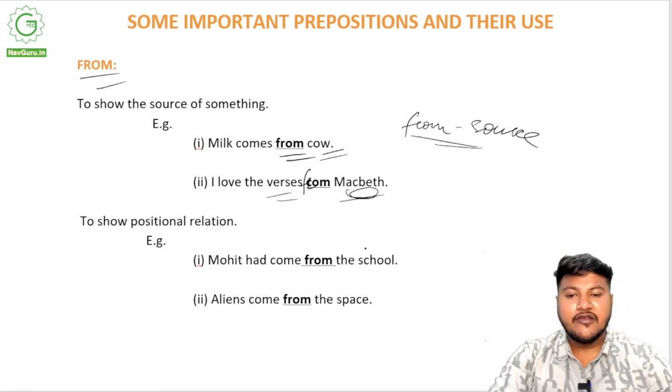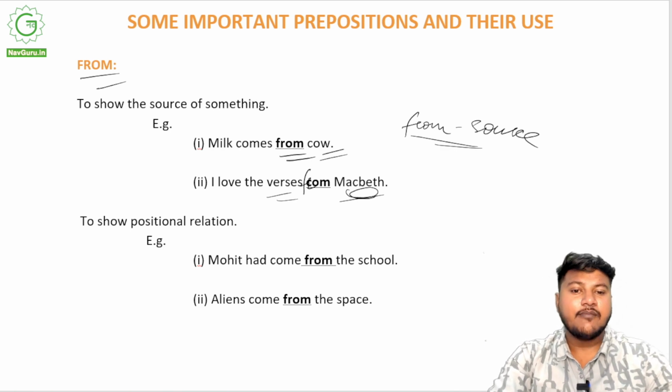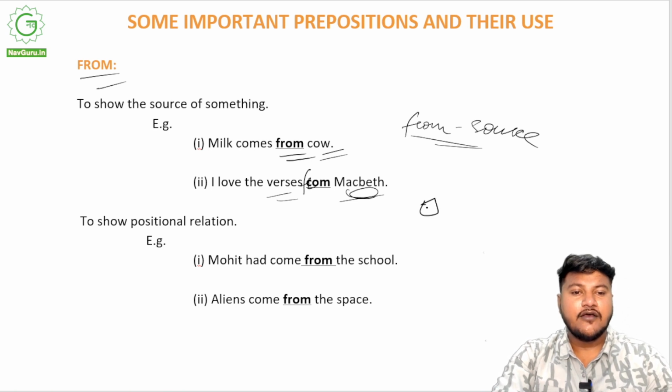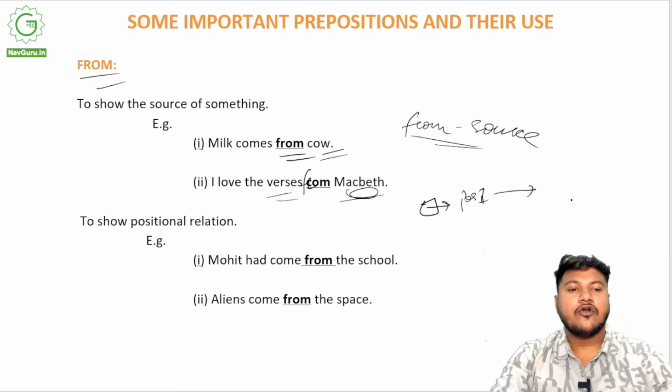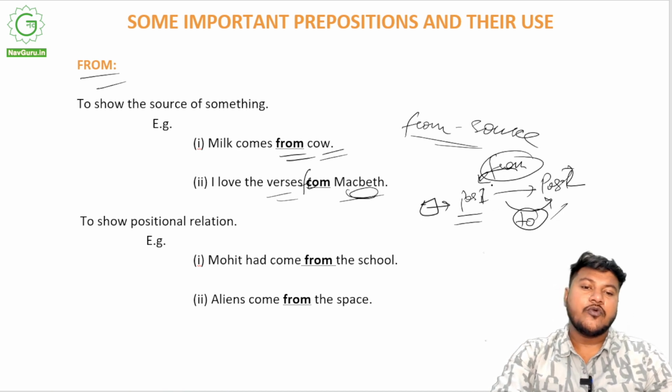Second, we have a positional relation. Positional relation means something that was there earlier but is now changed. Like a thing is in position 1, and now it has gone to position 2. So we'll always say that it came from position 1. As you can see, we use to denote position 2, so we'll use from to denote position 1.